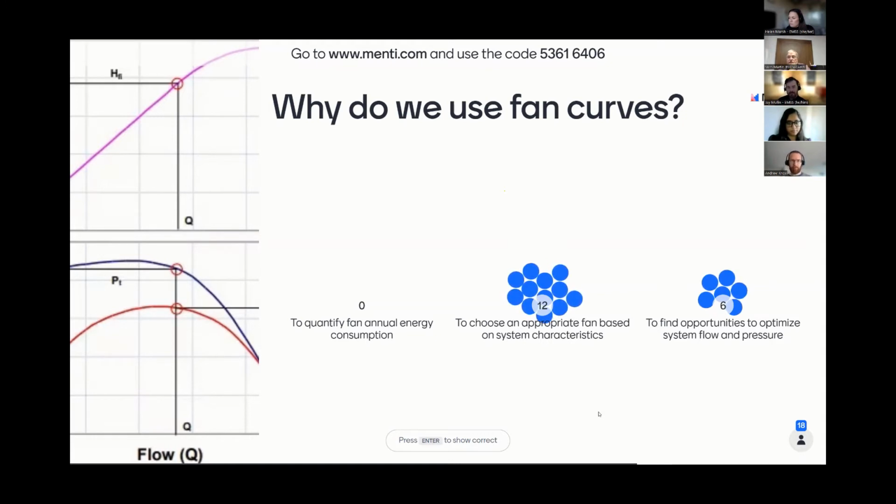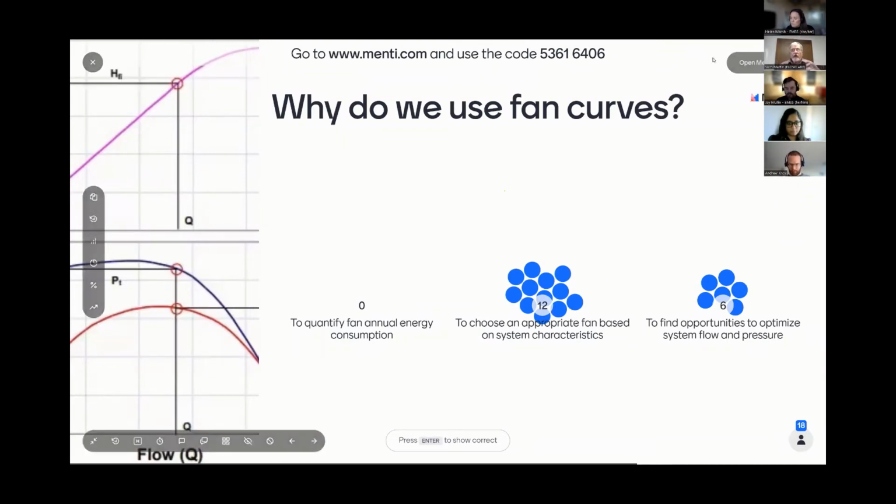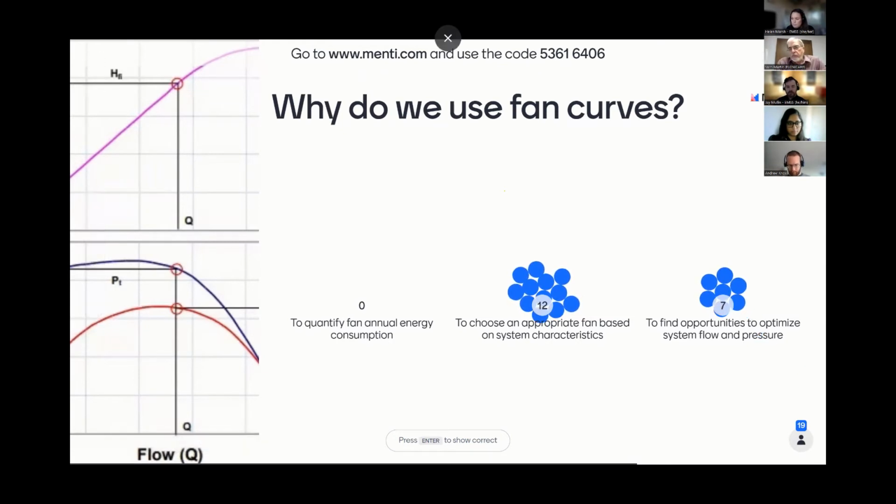The one in the middle there seems to imply selection of a new fan, for which you obviously need to have the performance curve. But for an existing fan, it really is to understand what's going on with your system, and being able to define the flow pressure relationship of what's going on and how the fan interacts with the system. So I think both of these are probably fair responses.